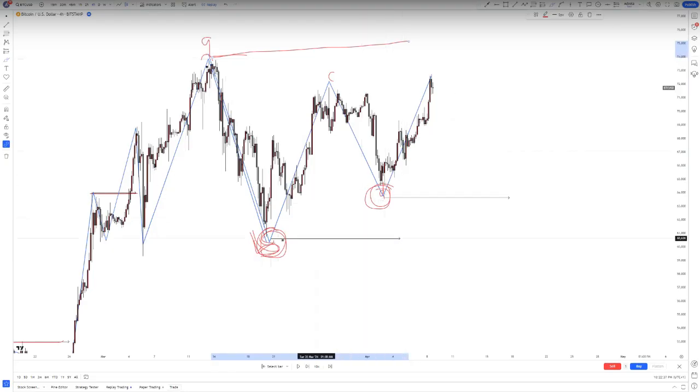Point D and point B cannot be protected. They cannot be protected until they break above point A, until they break structure to the upside, until a valid break of structure happens. If a valid break of structure has not happened, price can turn at this point and price can start selling.